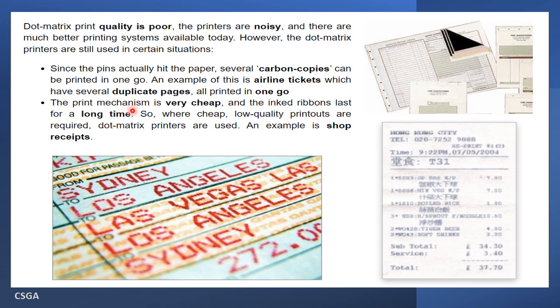The print mechanism is very cheap, and the inked ribbons last for a long time. So, where cheap, low-quality printouts are required, dot matrix printers are used. An example is shop receipts.